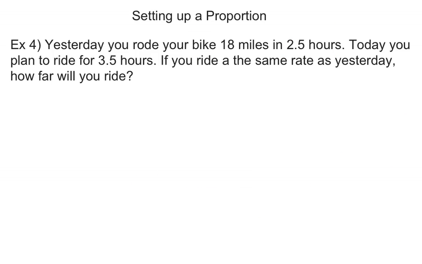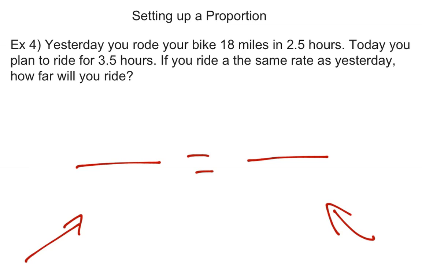One last type of problem. Now that we know how to solve proportions by doing cross multiply and divide, we're going to have to set up our own. That means we're going to set up two big fraction bars with an equal sign in between them. We're going to have one ratio on this side, one ratio on this side, and those two things are going to be equal to each other.